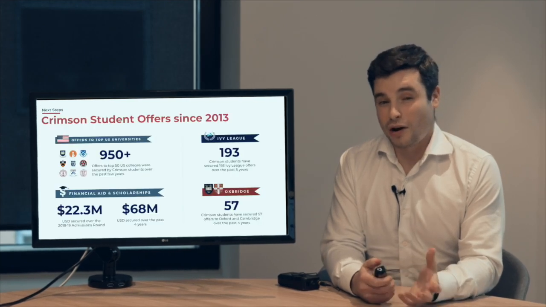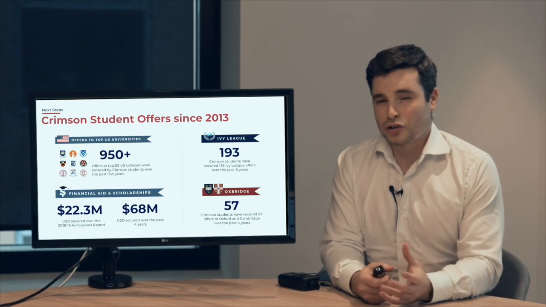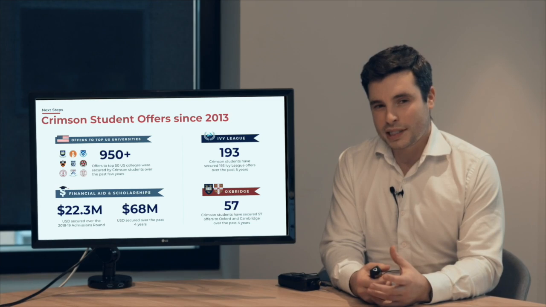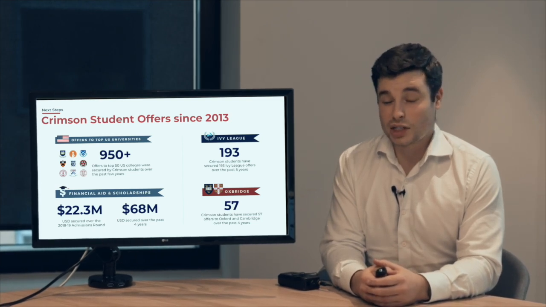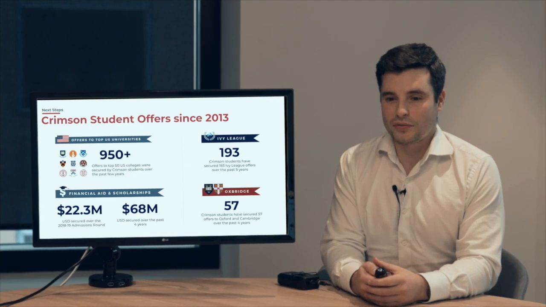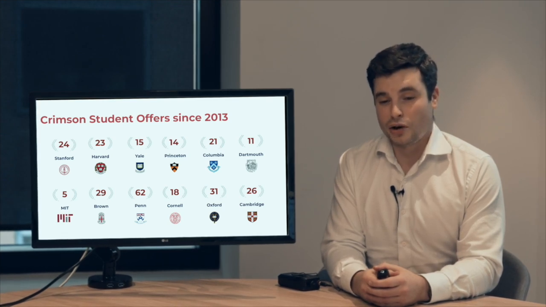So our offers since 2013, so this is Crimson Student Offers. We've had around 950 plus offers to top 50 US universities. We've helped students secure $68 million worth of financial aid and scholarships, 193 Ivy League offers, and of course we support students to UK university applications as well, which includes 57 Oxbridge offers as well. You can see some of our stats over the last couple of years since 2013, the offers to some of the leading universities there in the US and the UK.